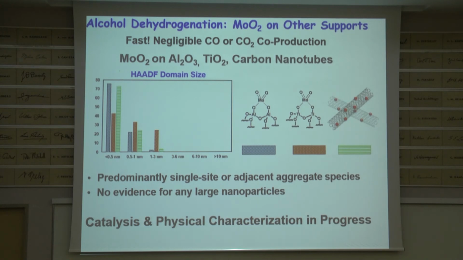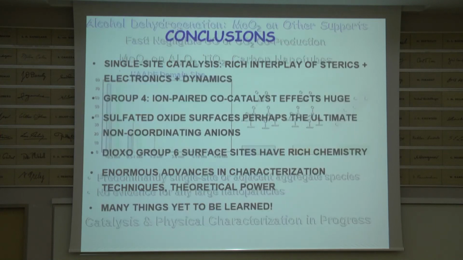And this is looking at putting this on alumina, titania, and carbon nanotubes. And this is by HAADF, the size of the domains we see. So it looks like on some of these supports, it's predominantly single site, single atom catalysts. There's certainly no evidence for any huge nanoparticles. There may be some clustering as well. This is work that's hot off the presses.